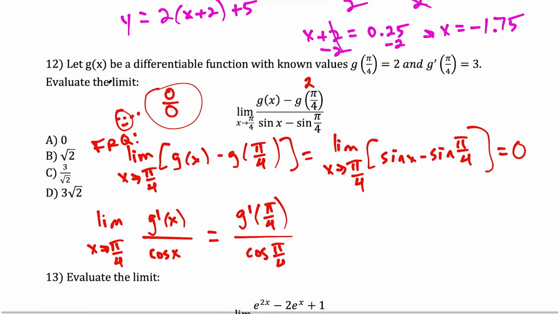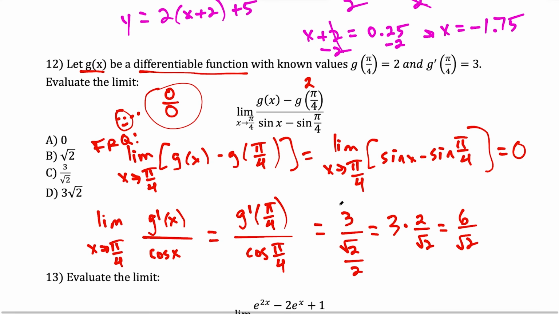Now, one thing to mention here, they told us that g of x is a differentiable function. So that means we're not going to run into any trouble when we take the derivative and find g prime here and evaluate it at pi over 4. So now we just use the value that they gave us. They told us g prime of pi over 4 is equal to 3, and cosine of pi over 4 is equal to square root 2 over 2. So if we simplify this, this becomes 3 times 2 over square root 2 if we use keep, change, flip, and then this will give us 6 over square root 2. And now notice this answer choice does not show up, so you should rationalize the denominator, and this will simplify to 6 square root 2 over 2, and then 6 divided by 2 is 3, so we get 3 square root 2, and this is going to match up with choice D.